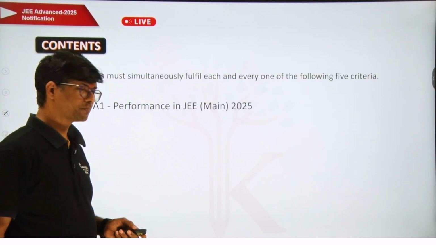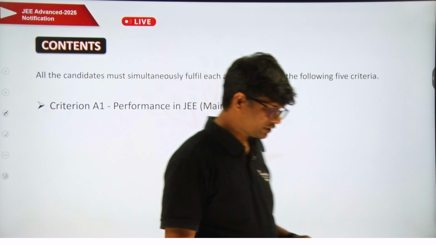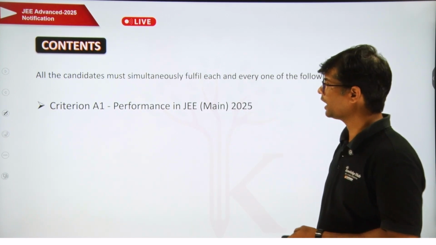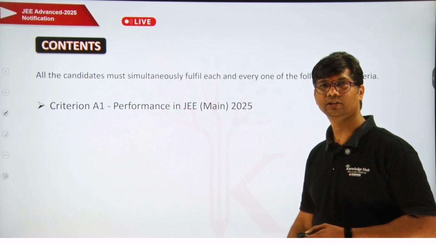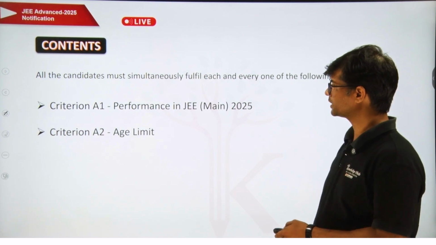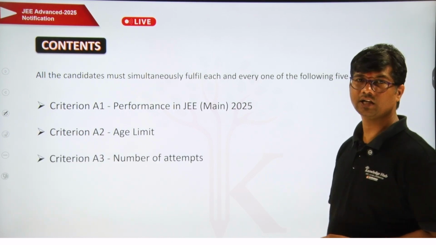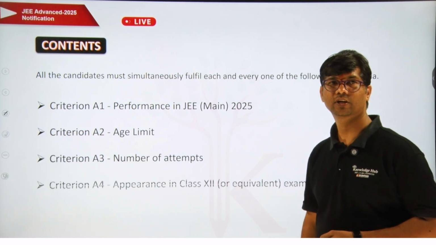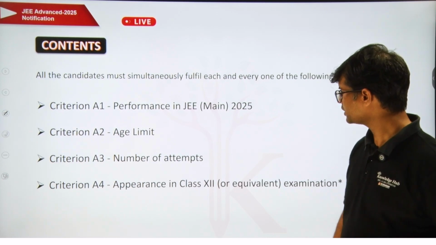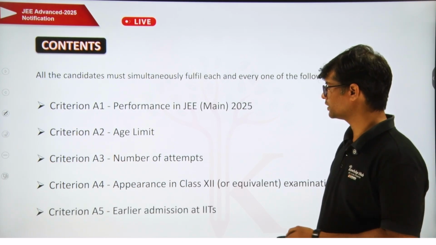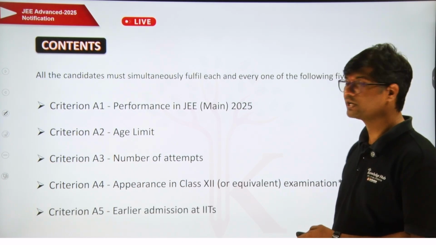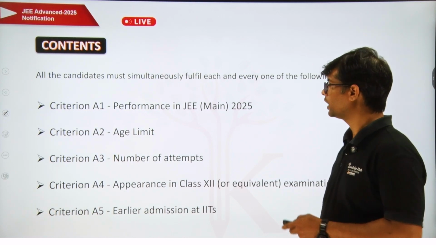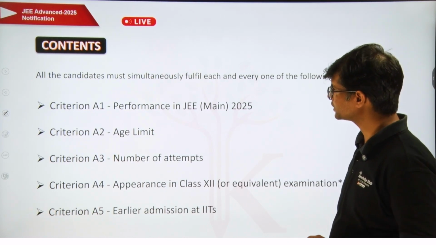The first criterion is performance in JEE Main 2025. I will talk briefly about each criterion. The second criterion is age limit, the third one is number of attempts, the fourth one is appearance in class 12, and the fifth one is earlier admission at IITs. Okay, now let's see each criterion.